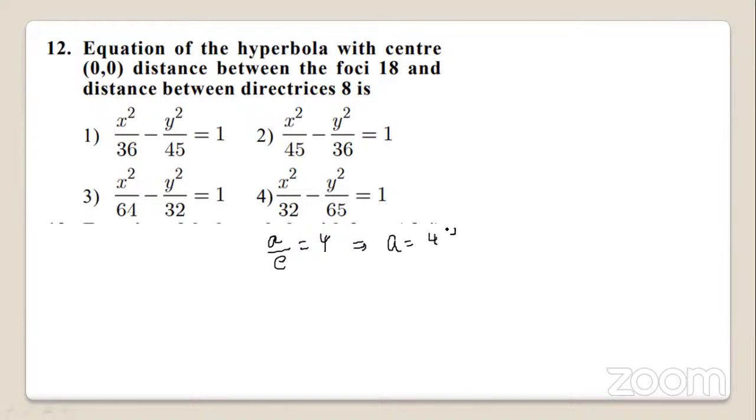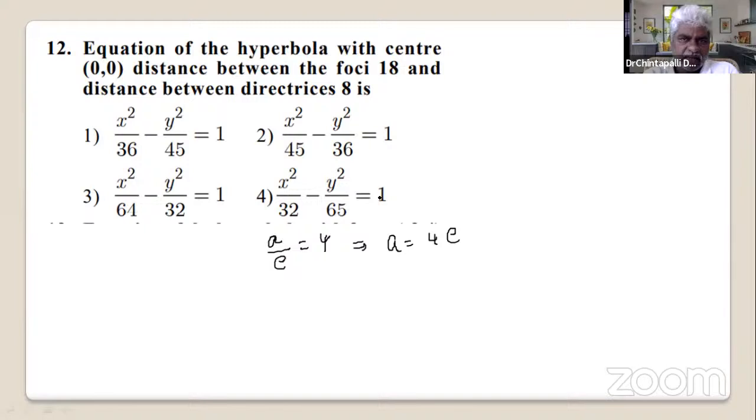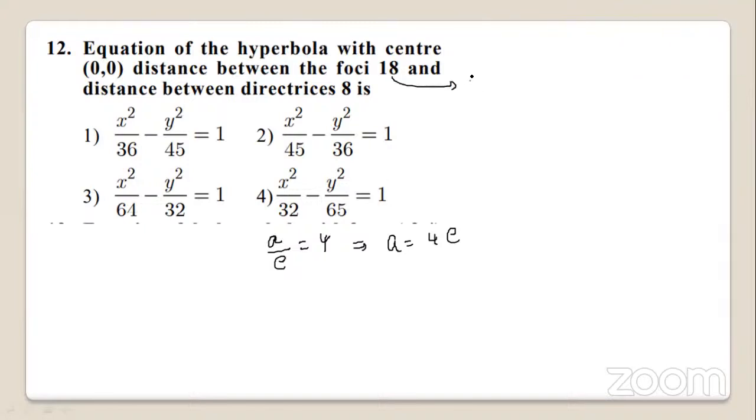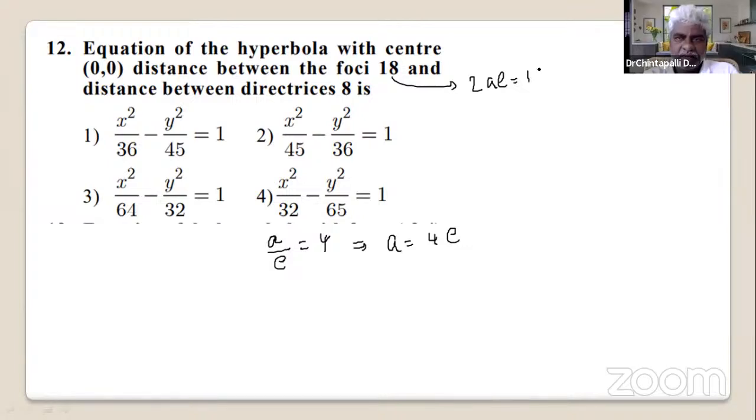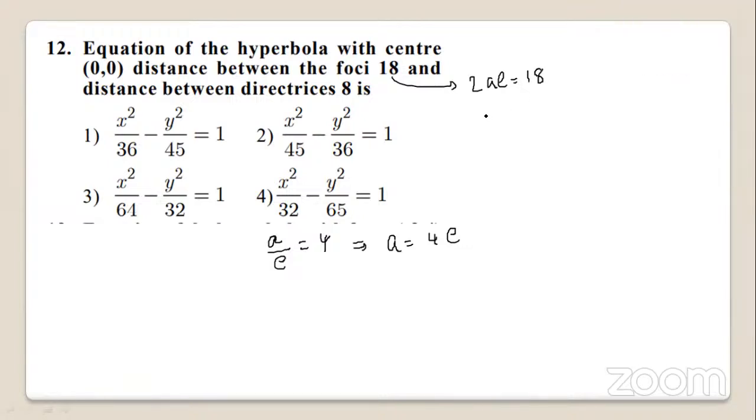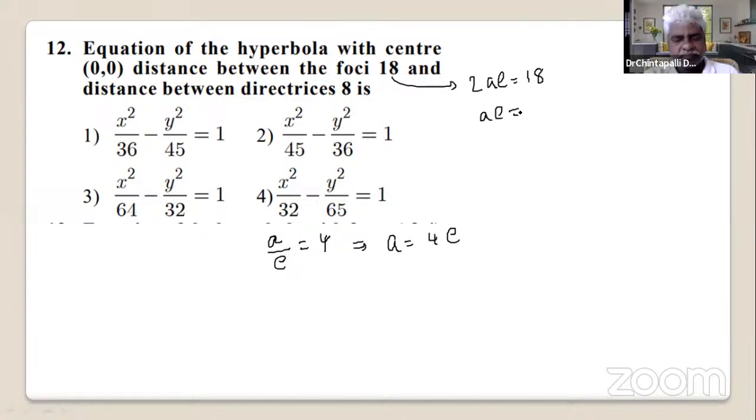A equals 4E, sir. Very good. And 4E times E equals 9. Use this: 4E times E equals 9. 2AE is equal to 18. 2AE equals 18, sir. AE is equal to 9, sir. Very good.